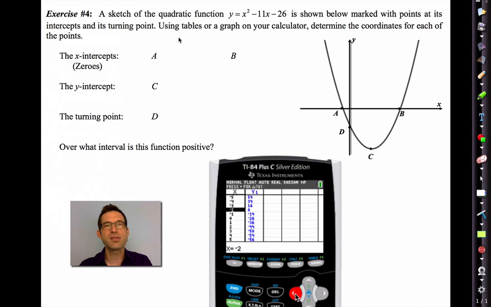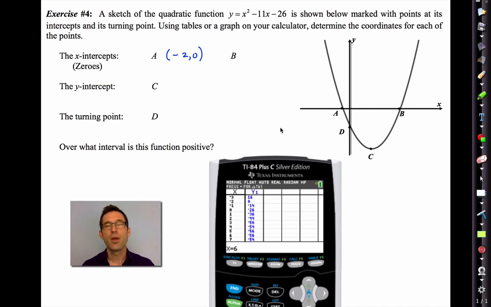See here, when x is equal to -2, y is equal to 0, that's got to be point A. So that's (-2, 0). That's our first one. All right, let's find our other zero real quick. So we might have to look for a little while here. I'm going to have to hit the down button for a while.